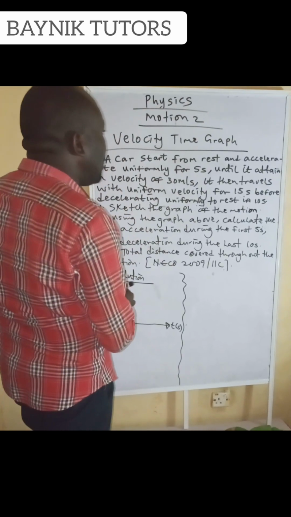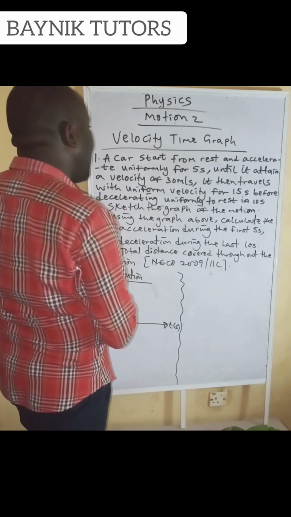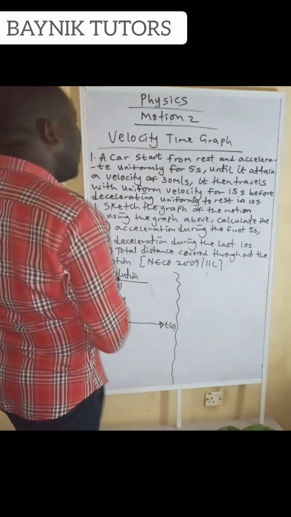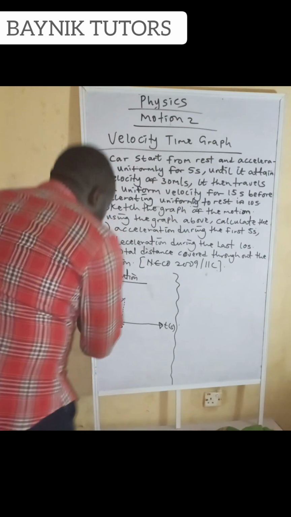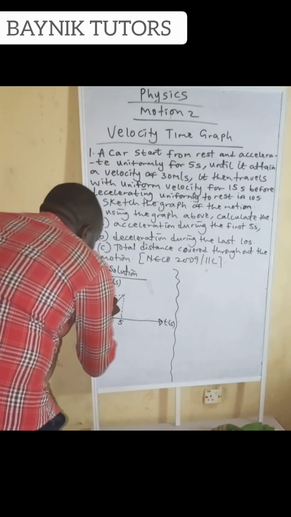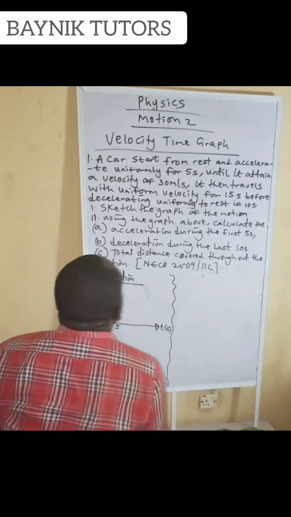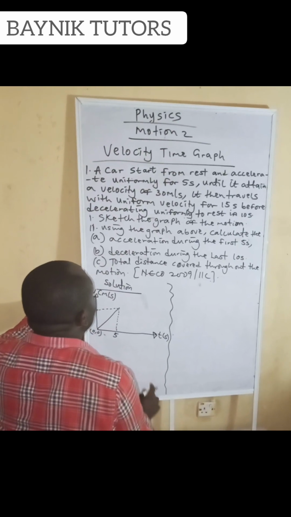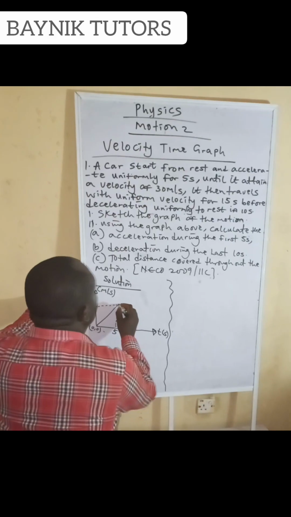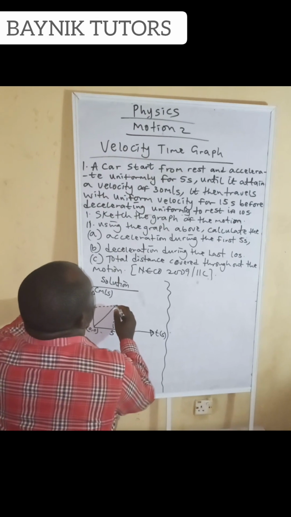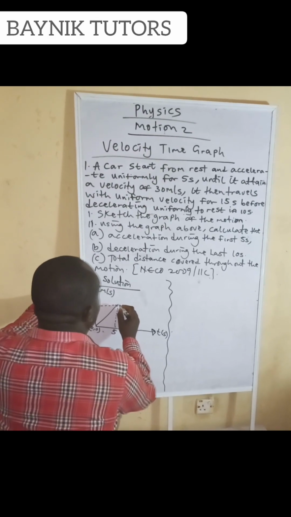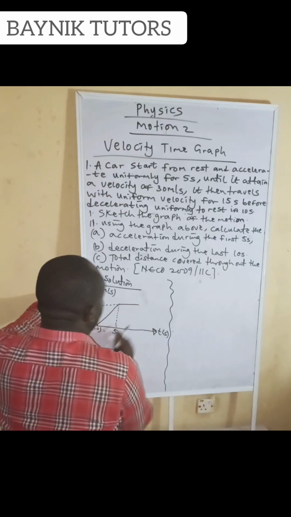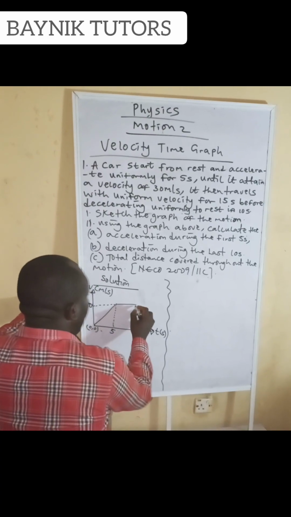5 seconds. Then it now said it attained a velocity of 30 meters per second. So that's the 30 meters per second here. We're now told that it then traveled with a uniform velocity for 15 seconds. So this is the uniform velocity now. This is the 15 seconds. That 15 seconds will be added to our work here.